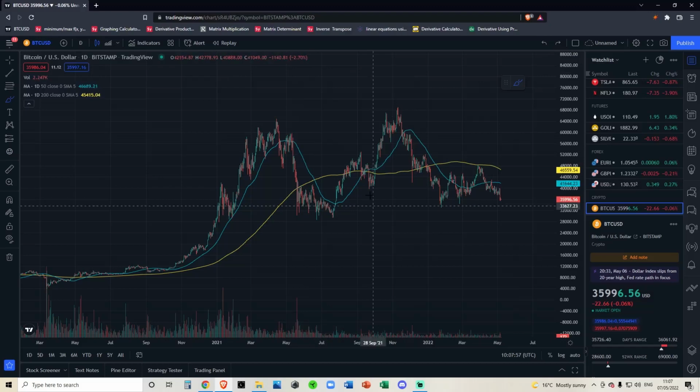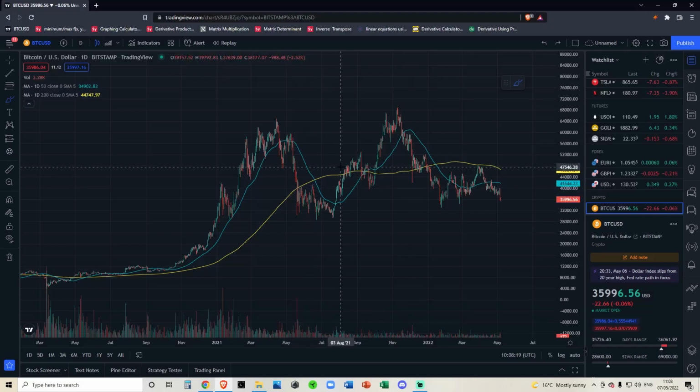Now to start with, what is a death cross and what is a golden cross? Let's start off with a death cross. Well, a death cross is simply where this blue line converges below this yellow line. This blue line is your 50-day simple moving average, and this yellow line is simply your 200-day simple moving average.